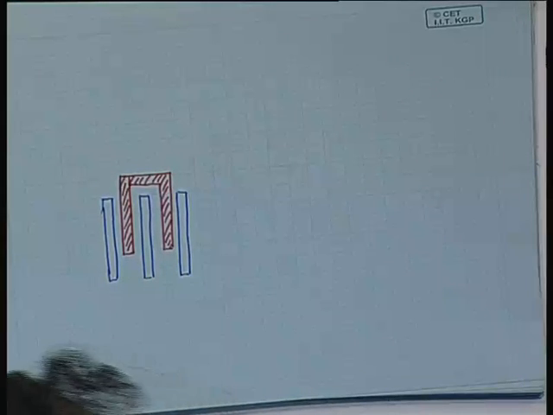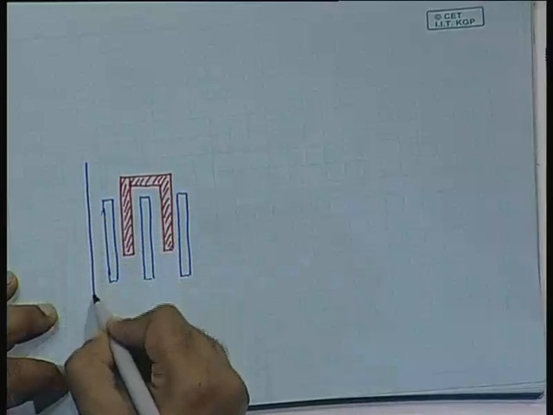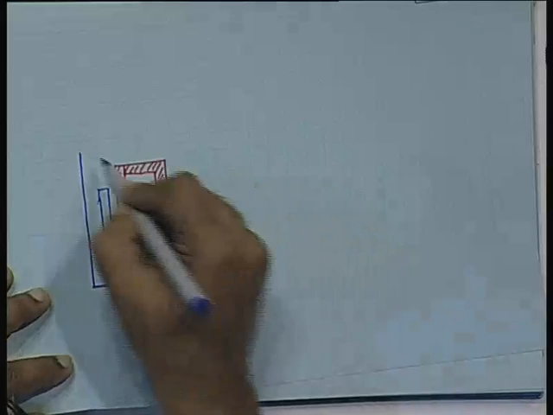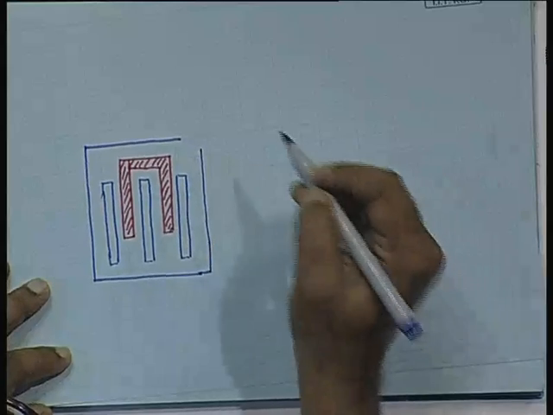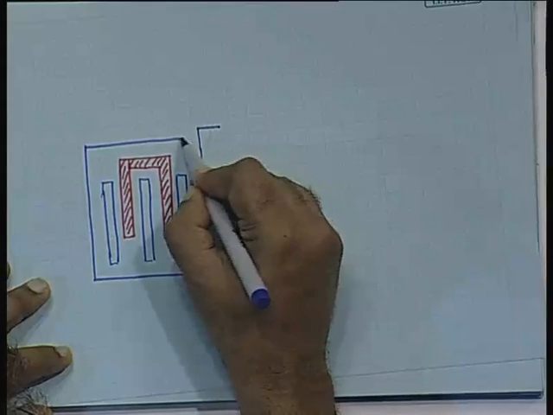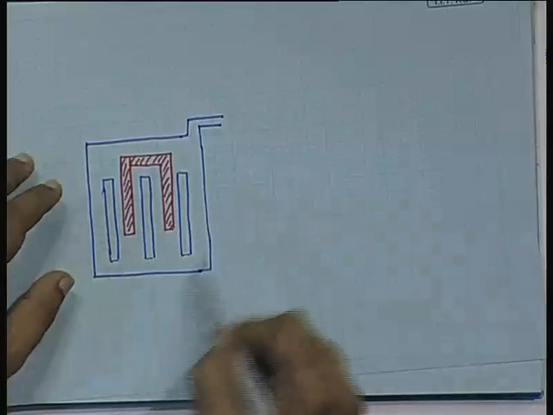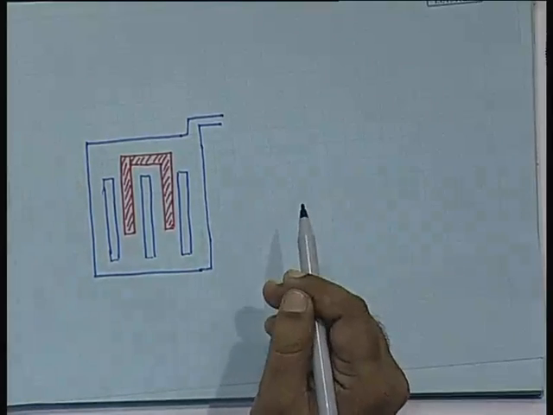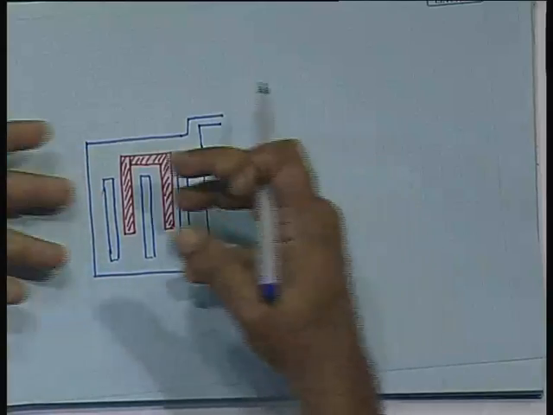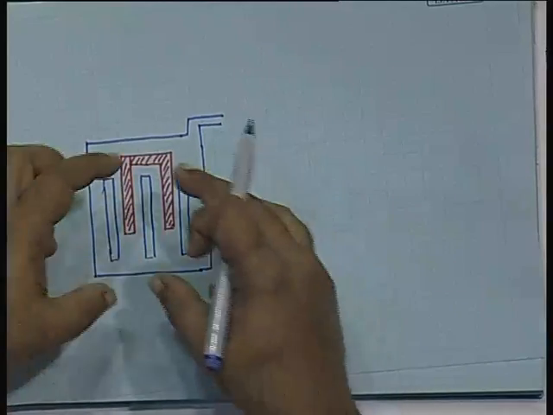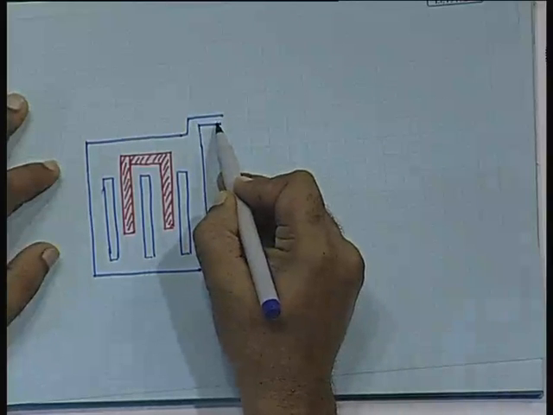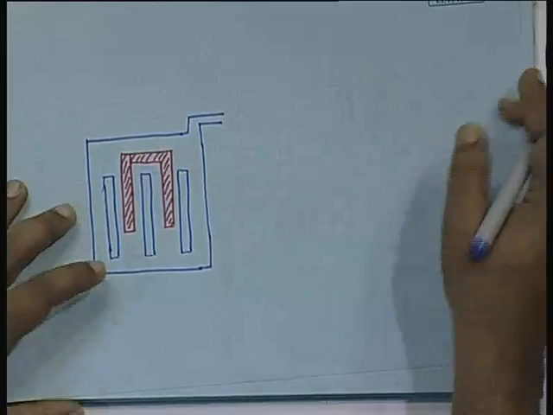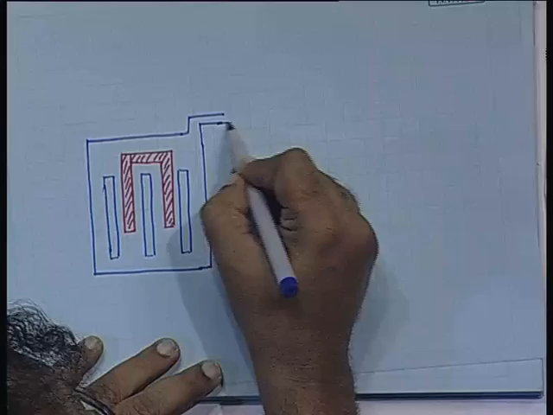Then you have the whole thing encased within a structure in which you allow water to be there. That water acts as the moderator, as well as it absorbs the heat and boils. So, what will go out of here is steam. So, you allow it to boil to steam, and then that goes to the turbine. So, from here it will go to the turbine.